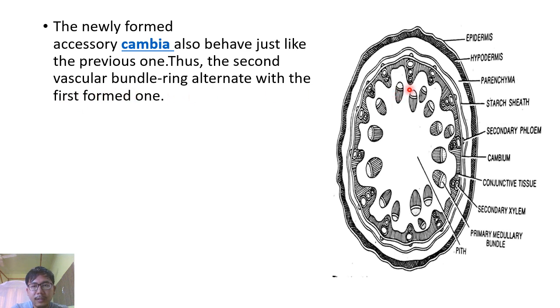So here if you see, this is the first and this is the newly formed one, this is the second one. If you see here, the mode of arrangement of vascular bundle 1 and vascular bundle 2, they are arranged alternately, that means side by side. All right, that is the meaning. The second vascular bundle ring alternates with the first formed one.